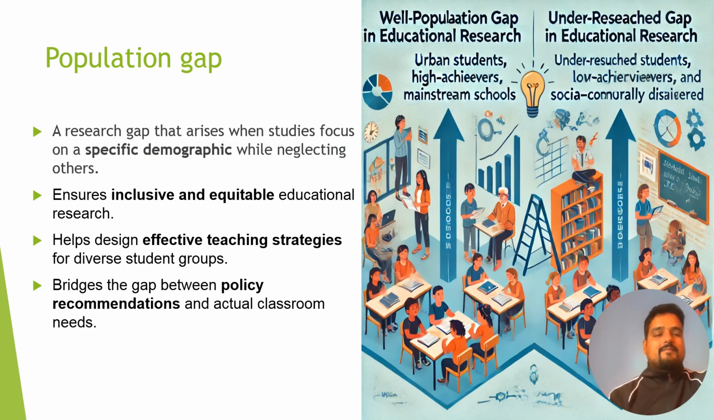Let us move towards the population gap. It is a research gap that arises when studies focus on a specific demographic while neglecting others. It ensures inclusive and equitable educational research. Inclusive means all the students or all the population from different sectors must be included in the research. If we do not do so, then this kind of gap arises. Similarly, it helps to design effective teaching strategies for diverse student groups, students from different areas. It bridges the gap between policy recommendation and actual classroom needs. That is another purpose of the population gap.